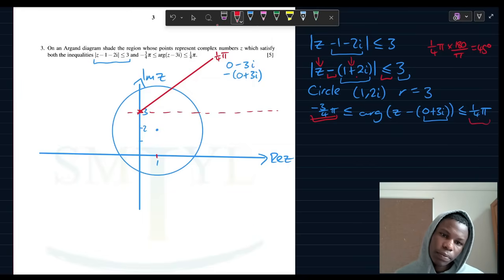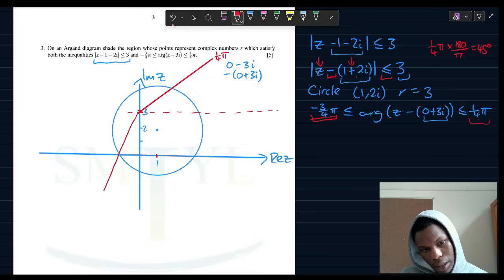So if I go straight down, that's 90. So 135 should be somewhere here. This has to be negative 3 over 4 pi. Again, use your protractor to open up your angles.